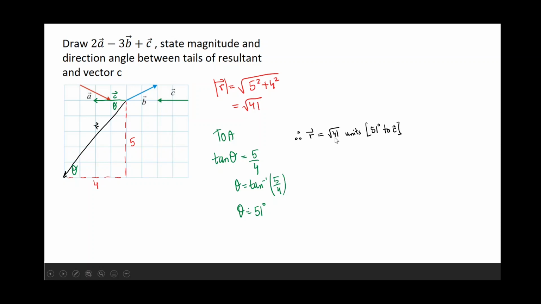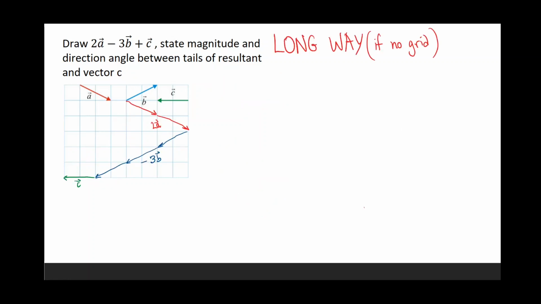And then your final statement. Remember when you're quoting vectors, make sure you have a vector symbol. And if it is without absolute value on it, meaning it's not just a magnitude, you have to put the magnitude and the direction. In this case, they asked you to do it in relation to vector c. So that's 51 degrees to vector c.